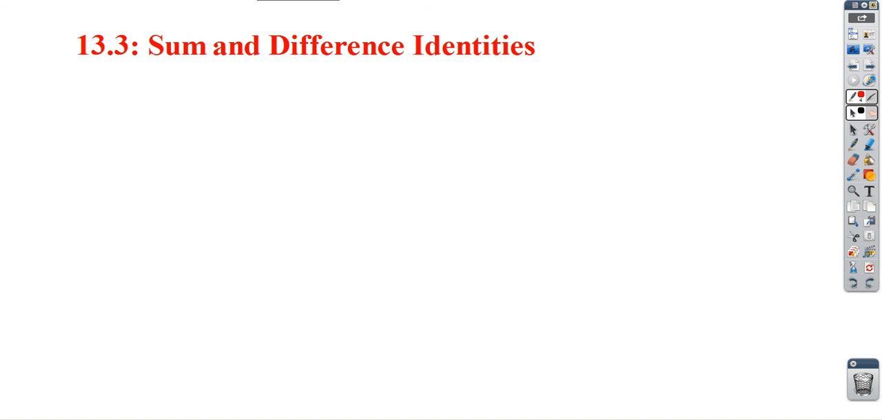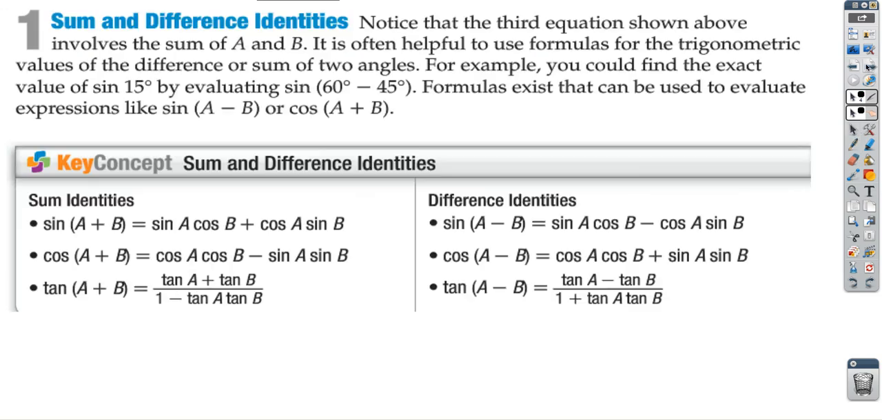Alright, section 13.3 is really on just one topic. It's a specific type of identity called sum and difference identities. Sum and difference refer to adding and subtracting. So basically we're going to take angles and break them up into the sums and differences of other angles and use those to simplify things. So here are the identities right here.